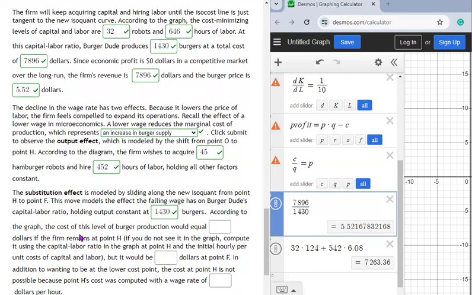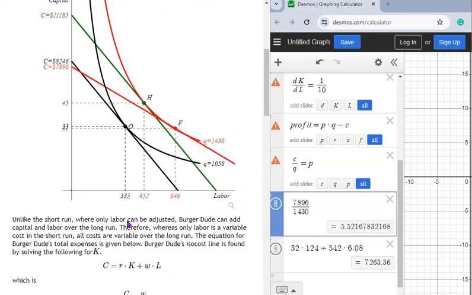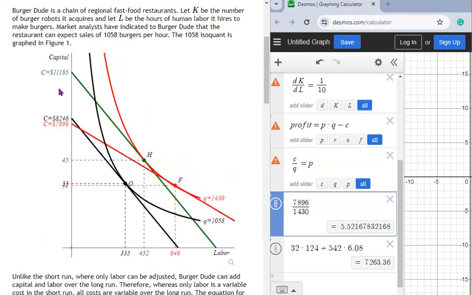Okay, according to the graph, the cost of this level of burger production would equal what? At point H, right? What's the cost of burger production at point H if we were to implement point H? If Burger Den implemented point H, how much would it cost? It would cost $11,185.